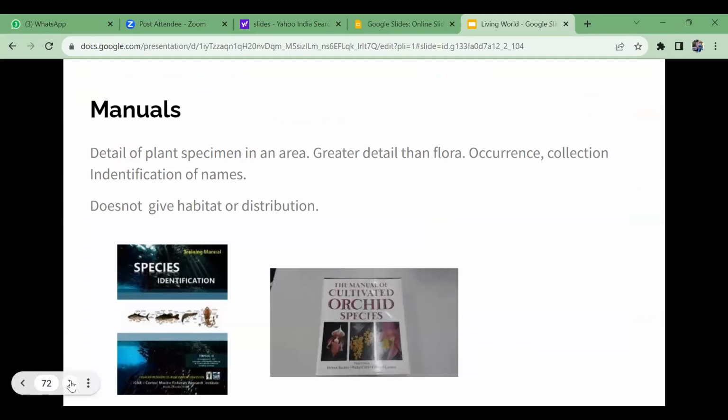Flora से भी अच्छा है manual because पूरा detail मिलता है. Flora में सिर्फ distribution और habitat मिला था. यहाँ सब कुछ, all information, life cycle, reproduction, सब कुछ. Occurrence, collection and identification of name. Does not give habitat and distribution. जो flora देता है ना, habitat and distribution, manual नहीं देता. Manual doesn't give habitat and distribution.